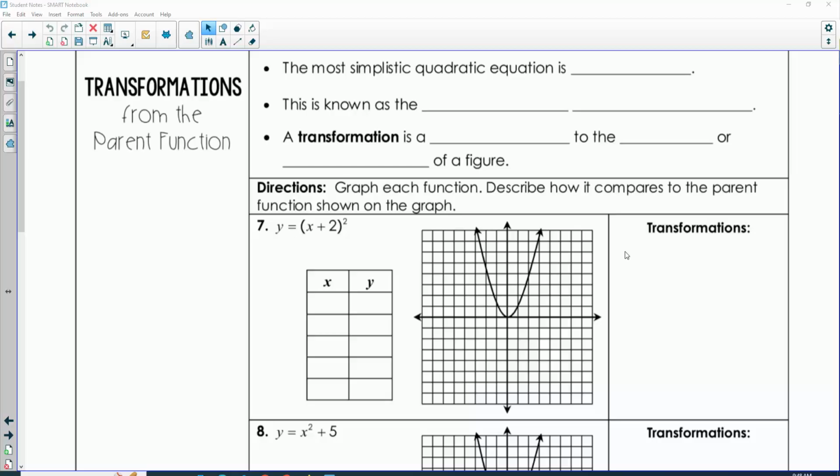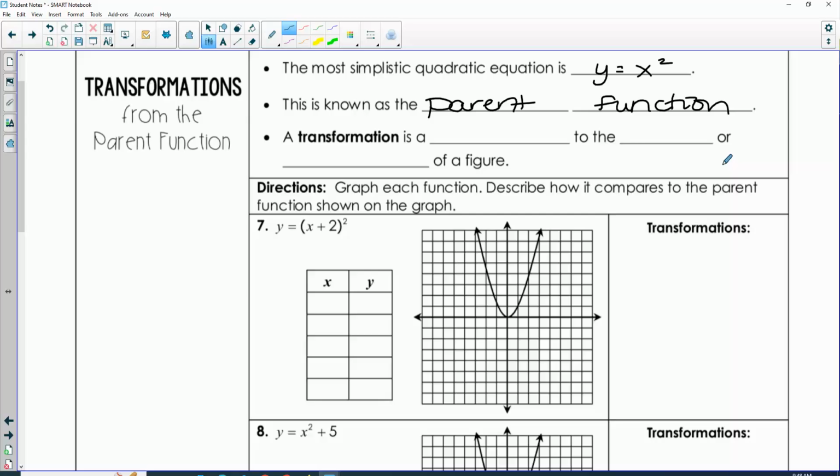If we compare everything to the most simplistic quadratic equation, the most basic quadratic equation is just y equals x squared. We call that the parent function. It's what the basic graph starts out looking like. And then we can do transformations. Transformations are a change to the size or position of a figure.